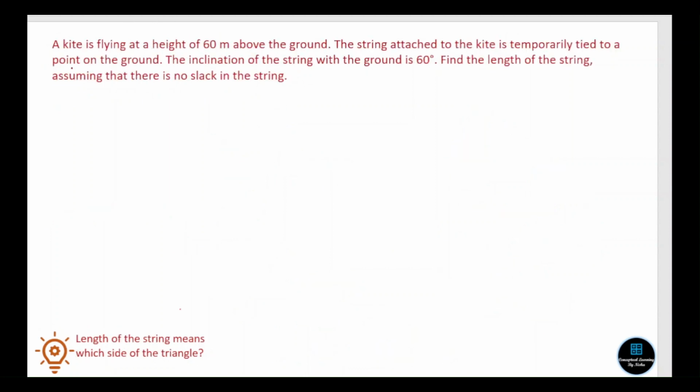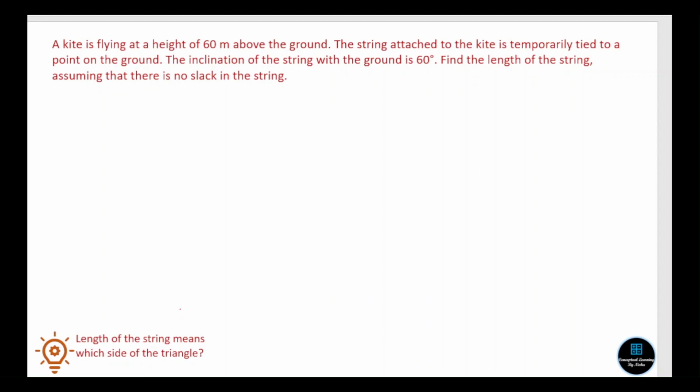Very interesting question. The kite is flying at the height of 60 meter above the ground. The string attached to the kite is temporarily tied to a point on the ground. The inclination of the string with the ground is 60 degree. Find the length of the string, assuming there is no slack in the string.